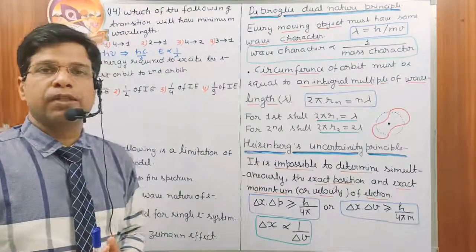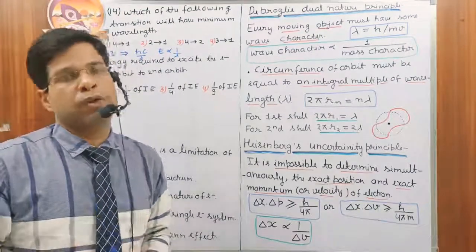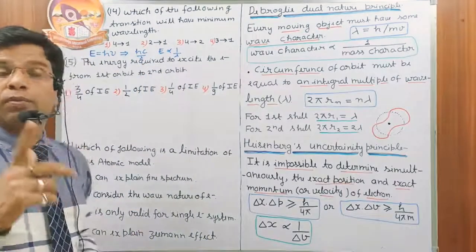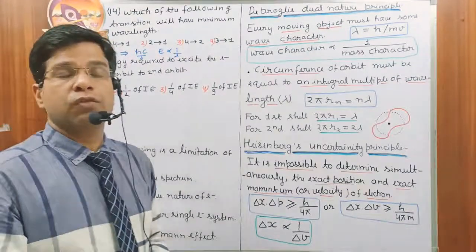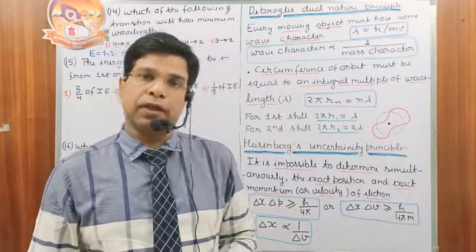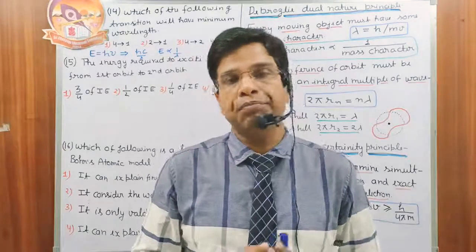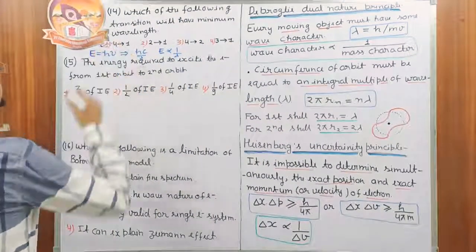And maximum energy release when the electron from the highest shell comes to the lowest shell, and that is option number 1. So in option number 1, when the electron makes the transition from 4 to 1, the maximum amount of energy is released. If energy is the maximum, then the wavelength has to be the minimum. So the answer to question number 14 is option number 1.